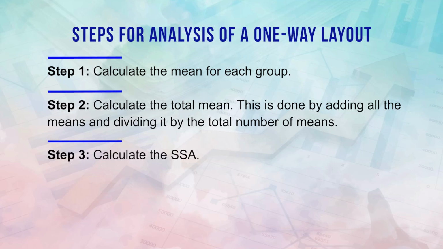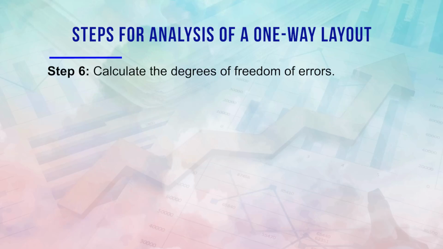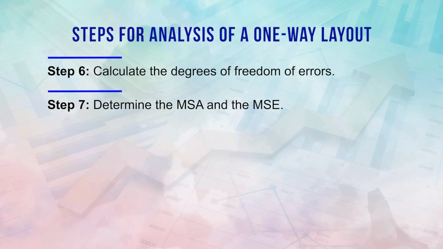We have to calculate the sum of squares due to the groups, and then the corresponding degrees of freedom, then the sum of squares due to error, again the corresponding degrees of freedom, and then we have to determine the mean sum of squares, MSA and MSE.